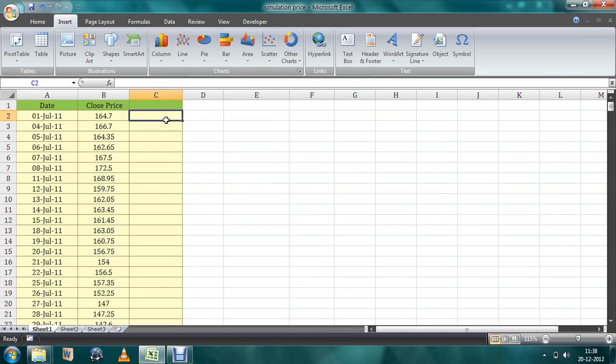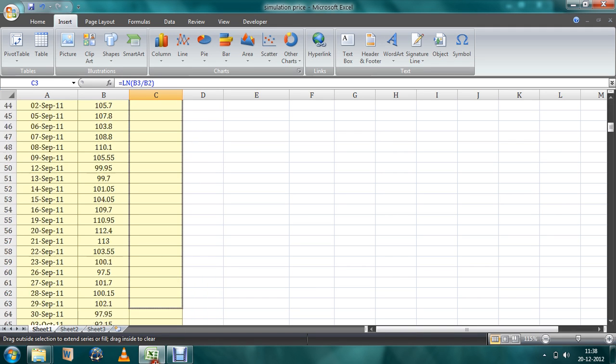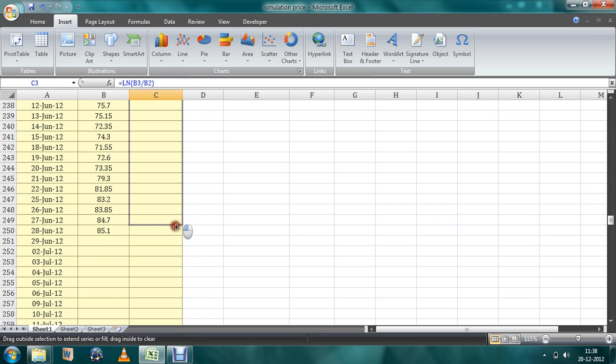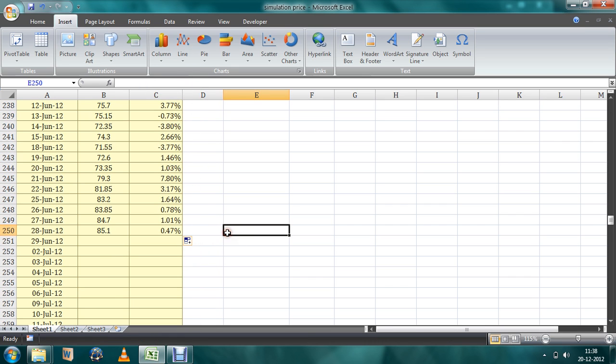First, we need to find the return for the stock, every day. These are the returns, calculated using the ln function, because stock prices are log normally distributed: closing price divided by the previous day's closing price. This is the return for that day, and we have to drag it till the end, and then find the future prices. For that we have to calculate the mean and standard deviation.